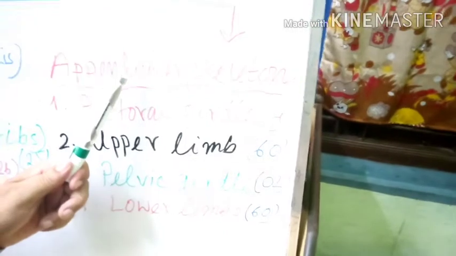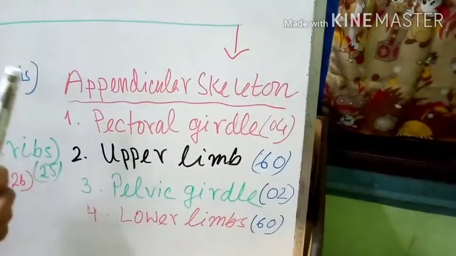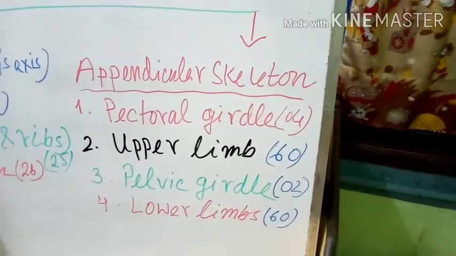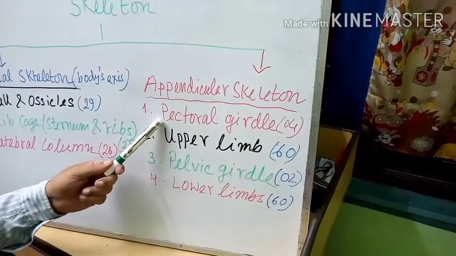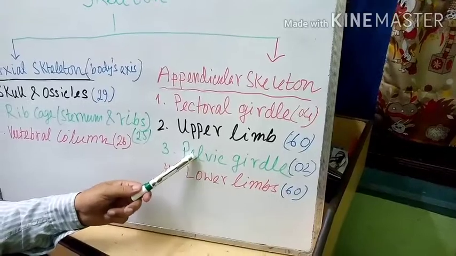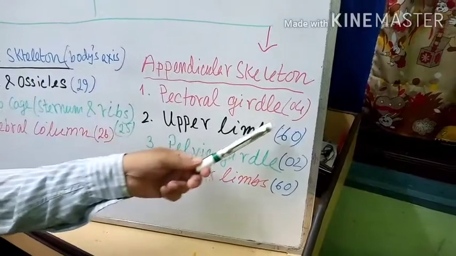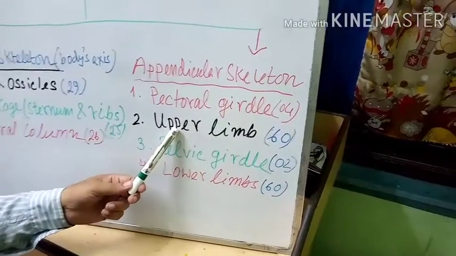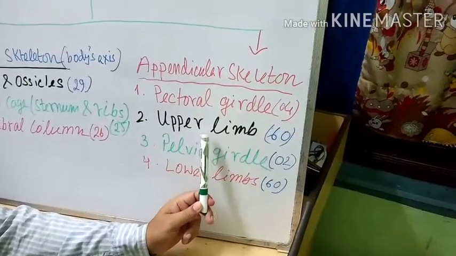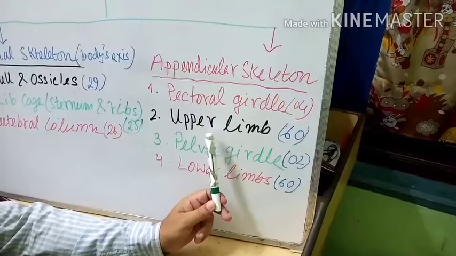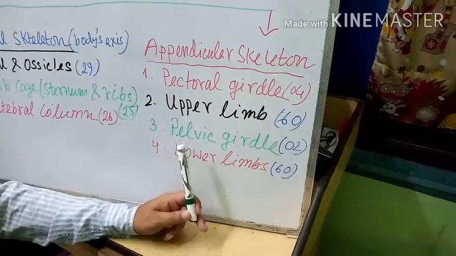Appendicular skeleton includes those bones that are appendages of the axial skeleton. These are the pectoral girdle, upper limb, pelvic girdle and lower limbs. The pectoral girdle includes 4 bones. Upper limbs include 60 bones. Each upper limb has 30 bones, so our 2 upper limbs include 60 bones.